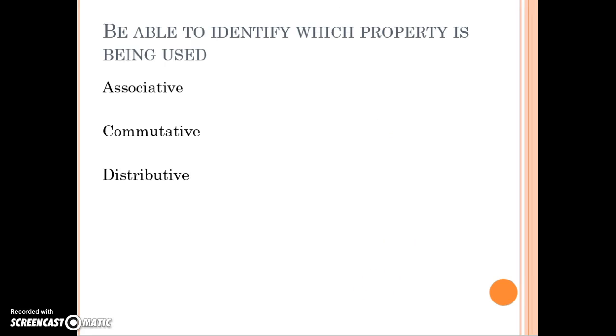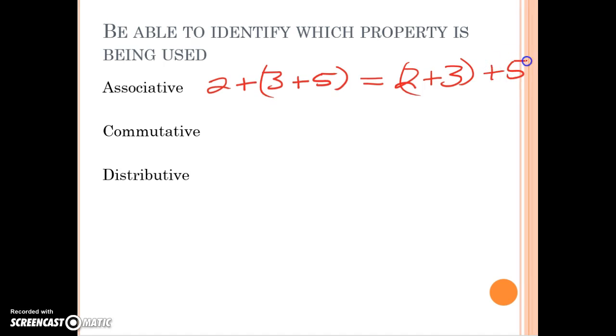All right. Be able to identify which property is being used. You'll be given examples and you'll need to say if this is an example of the associative property, is it an example of the commutative property? And remember, what's the difference? The associative, the friends are on the bench in the same order. However, now they are associating with a new friend. Right now, 3 is hugging 2. Over here, 3 is hugging 5, but they are in the same order.